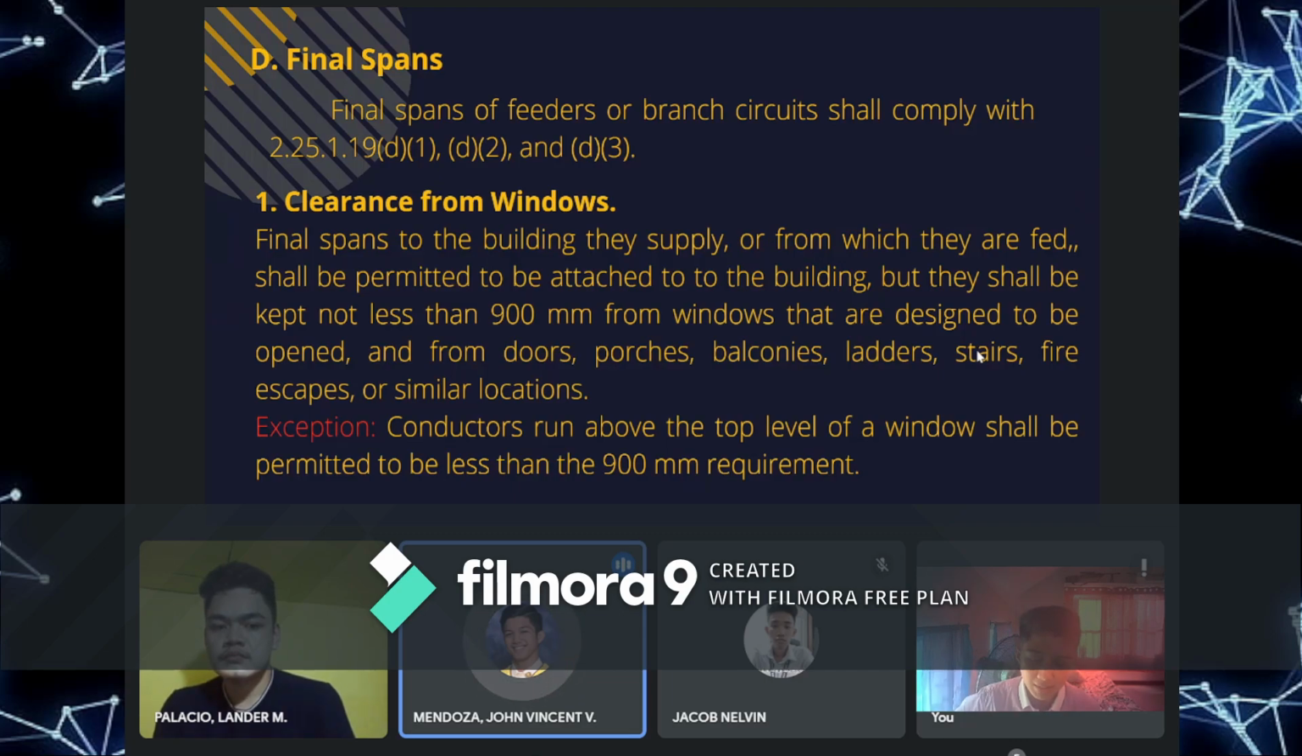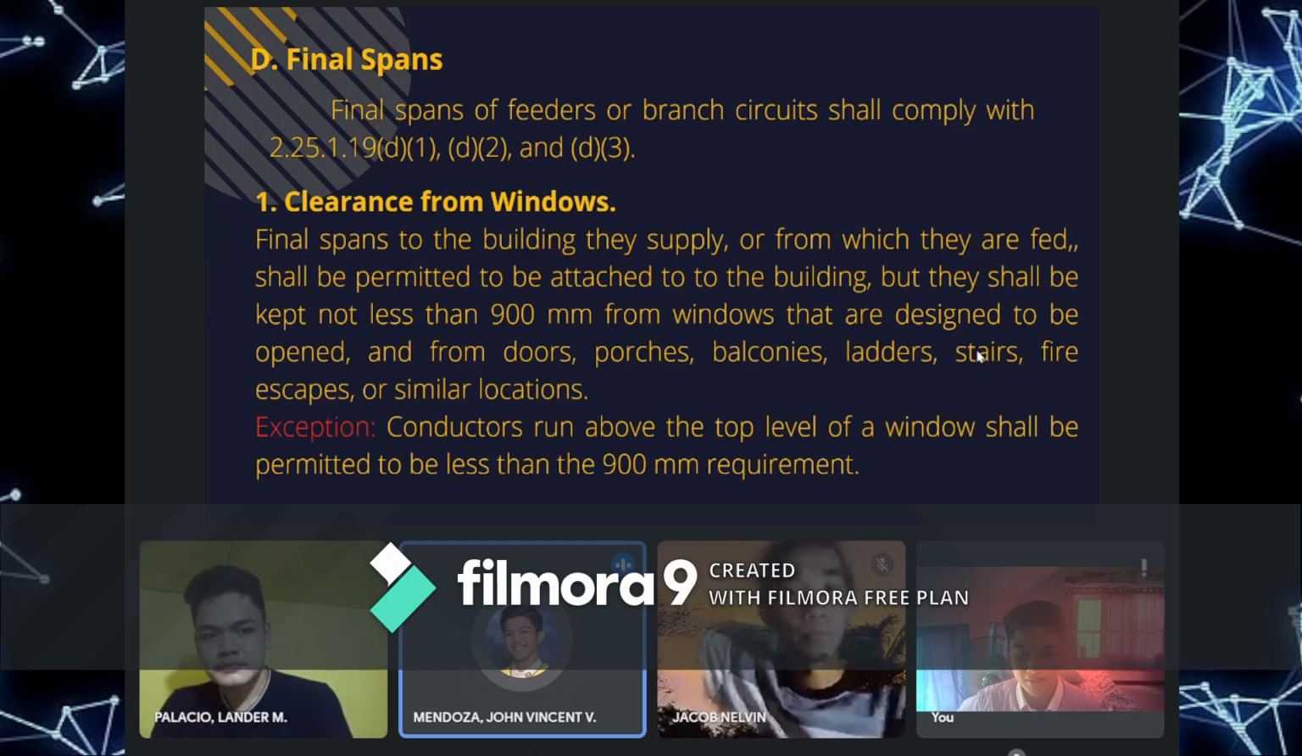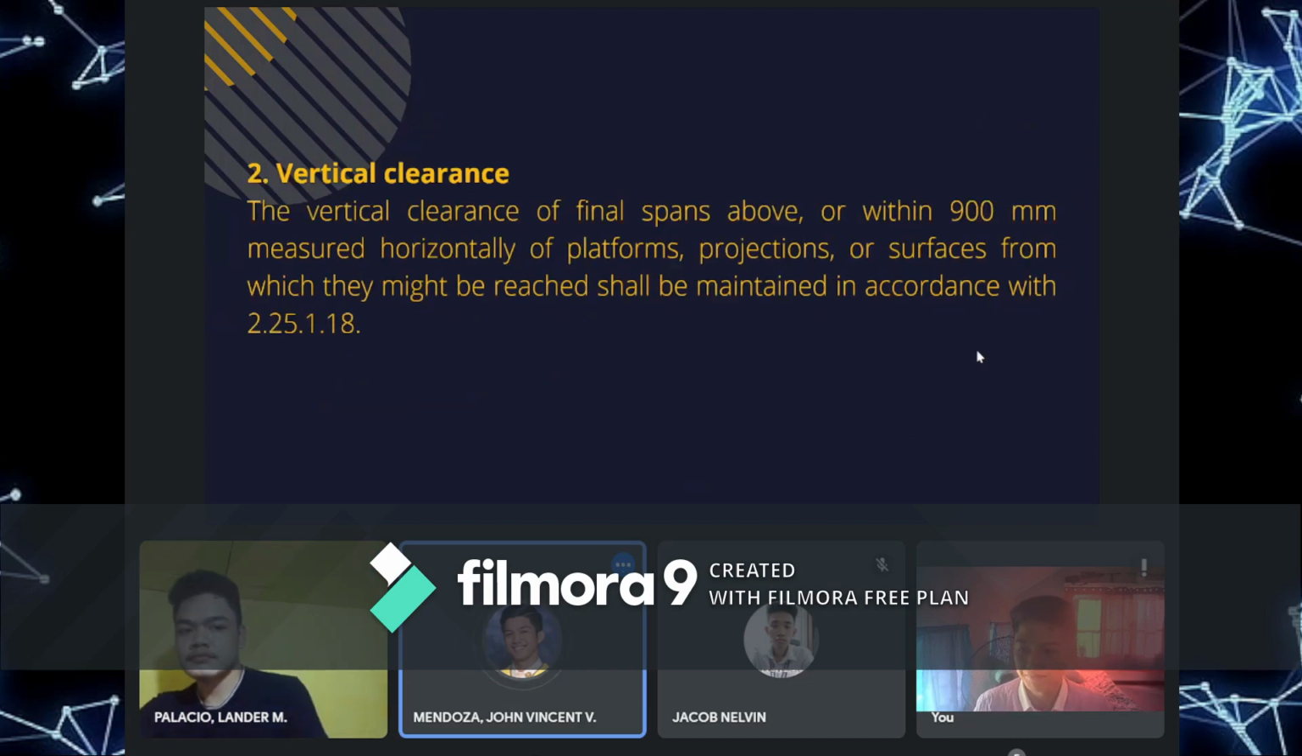So, ang exception natin dito sa clearance from the window ay yung conductors natin na nagra-run above the top level of the window, shall be permitted to be less than 900 millimeter requirement. So next, yung pangalawang factor natin under final spans, next please.